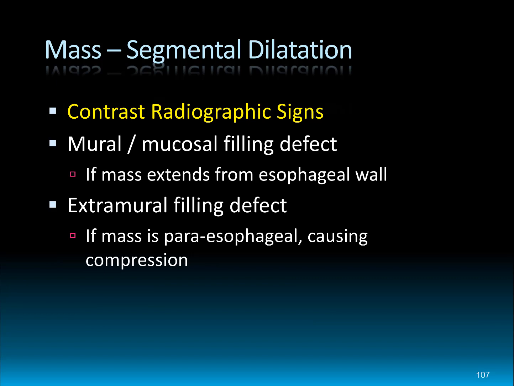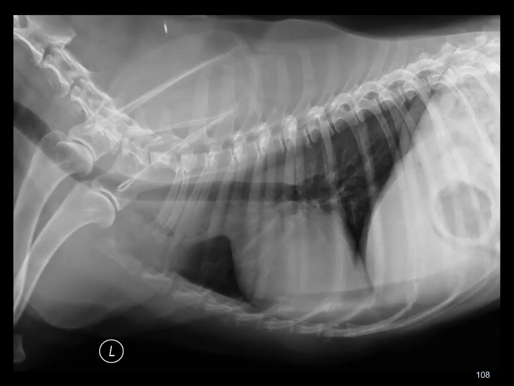With an esophagram, we should be able to find a mural or mucosal filling defect if that mass is extending from the wall, or an extramural filling defect if the mass is outside the esophagus and compressing the esophagus. Here we have survey radiographs on a dog who has an esophageal mass, and the mass itself on these survey radiographs is not well delineated.